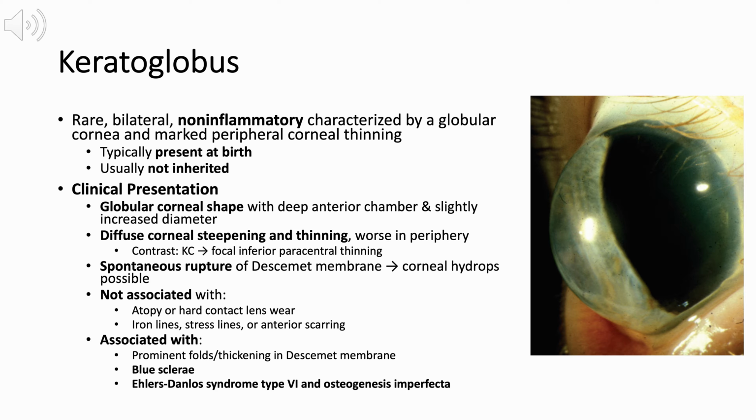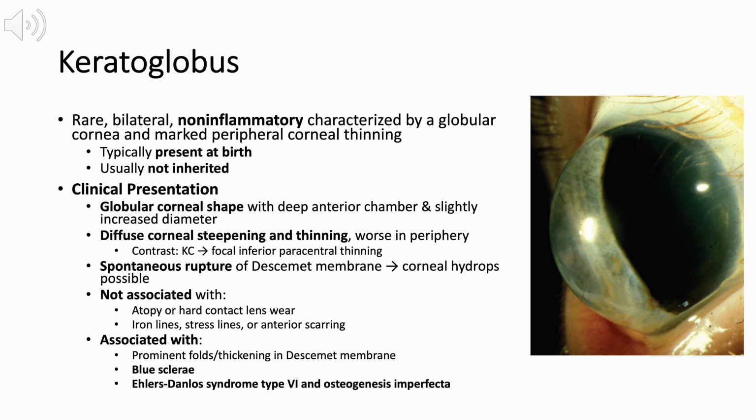Clinically, the condition presents with a globular corneal contour, a deep anterior chamber, and a slightly increased corneal diameter. Diffuse corneal steepening and thinning occur, with thinning most pronounced in the periphery. This differs from keratoconus, where thinning is focal and located in the inferior paracentral region. A potential complication of keratoglobus is spontaneous rupture of Descemet membrane, which can lead to acute corneal hydrops.